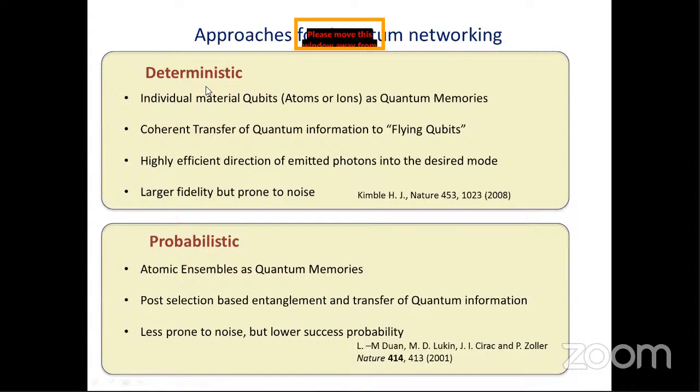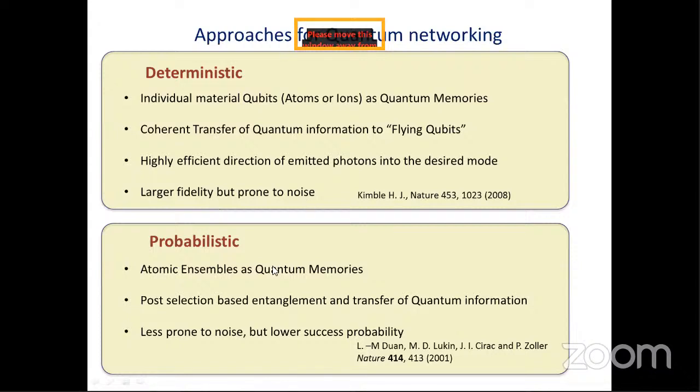So in deterministic quantum computing, you have individual material qubits, atoms or ions, which are used as your quantum memories. Then there has to be a coherent transfer of quantum information to these flying qubits, which are photons. You have to have highly efficient emission of photons into the desired modes, which you want to transport over an optical fiber link, for example. This system has larger fidelity, but it is prone to noise.